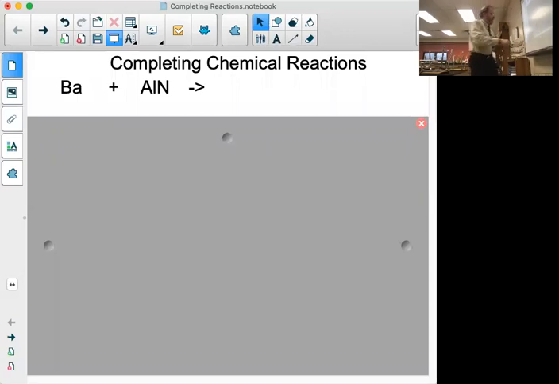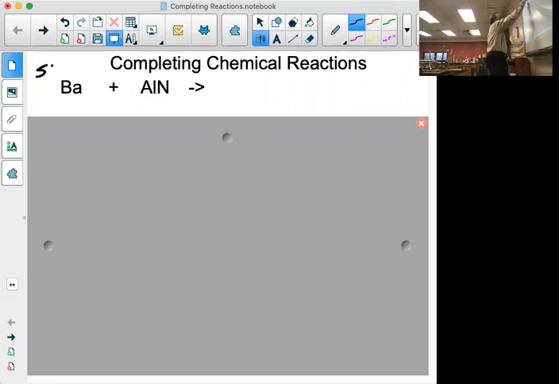Look at what we have here. Ba is barium, that's an element. AlN is a compound, so that's an element and a compound. That would be single replacement. If we identify single replacement, remember the metal or non-metal replaces the metal or non-metal in the other compound. So you can see the cation, the barium here, is going to replace the aluminum. So we're going to put Ba with N.